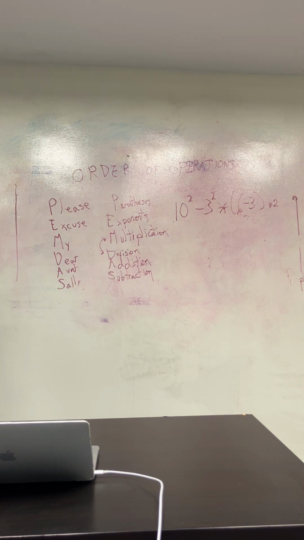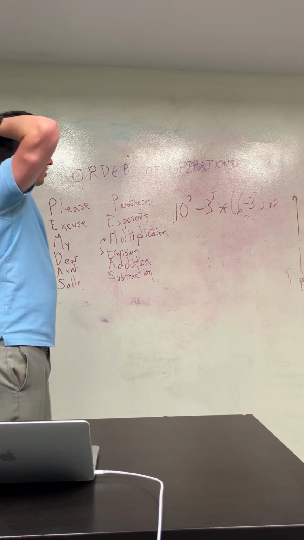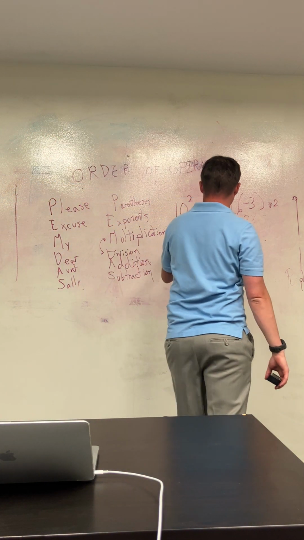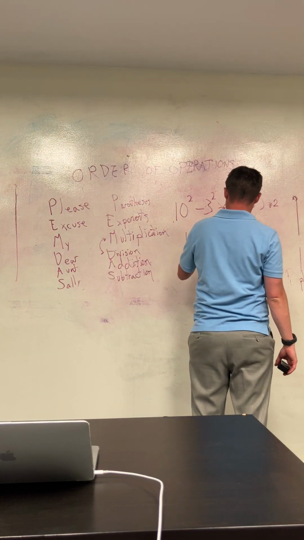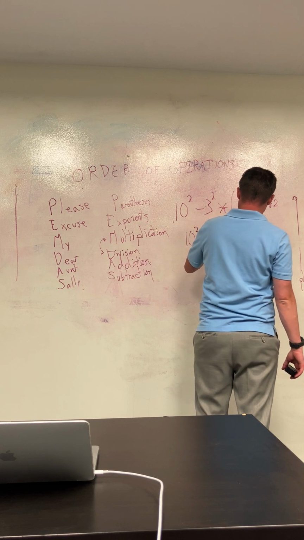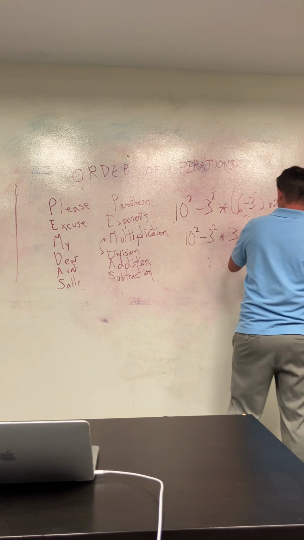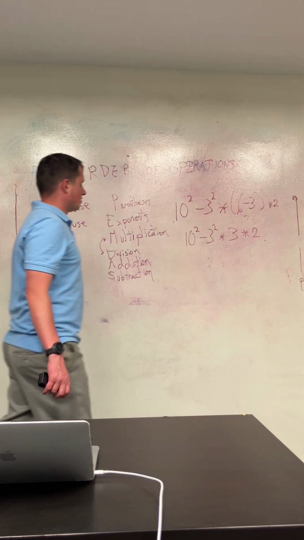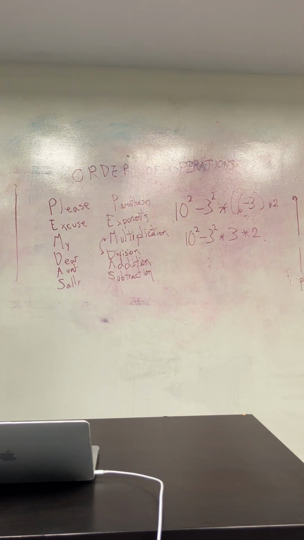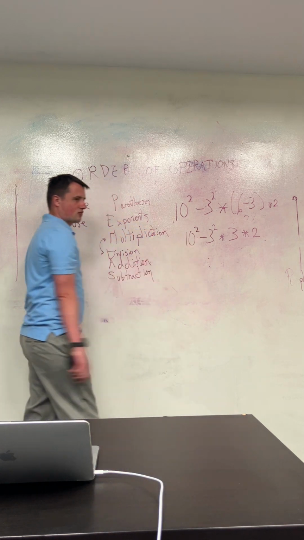6 take away 3. Yep, we're going to do the subtraction. So 10 squared minus 3 squared times 3 times 2. What would you like me to do now? Exponents. Okay. Which exponents? I can just do both of them here. Do you know what 10 squared is? Are you guys familiar with that if I say it?